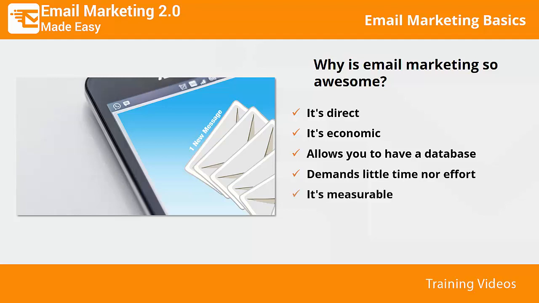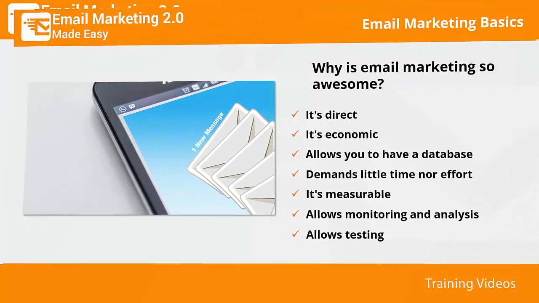It's measurable. Accurate information can be obtained, which makes it possible to measure the results of the campaigns. Allows monitoring and analysis. One of the best benefits of email marketing is that it is possible to track your campaign's success. It allows you to know how many people open the emails, how many click on a link, and how many buy. This helps you know what changes need to be made in each campaign to make them effective and reach more people. Allows testing. You can create different campaigns and send each one to a small percentage of your database to learn which of the campaigns obtain better results.